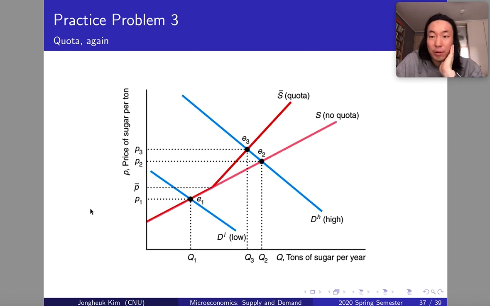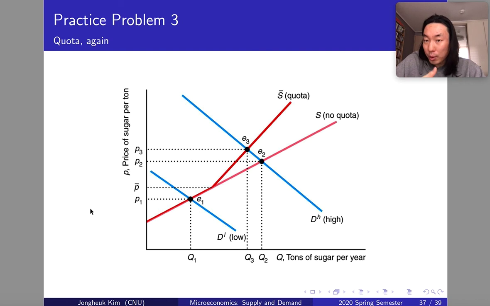So we have a little bit of a kinked supply curve. Until the Q bar, they can freely import the sugar. But after the Q bar, there is no more import. There is only the domestic supply. So the overall supply curve of the sugar in the United States will be the sum of the domestic sugar and the imported sugar.